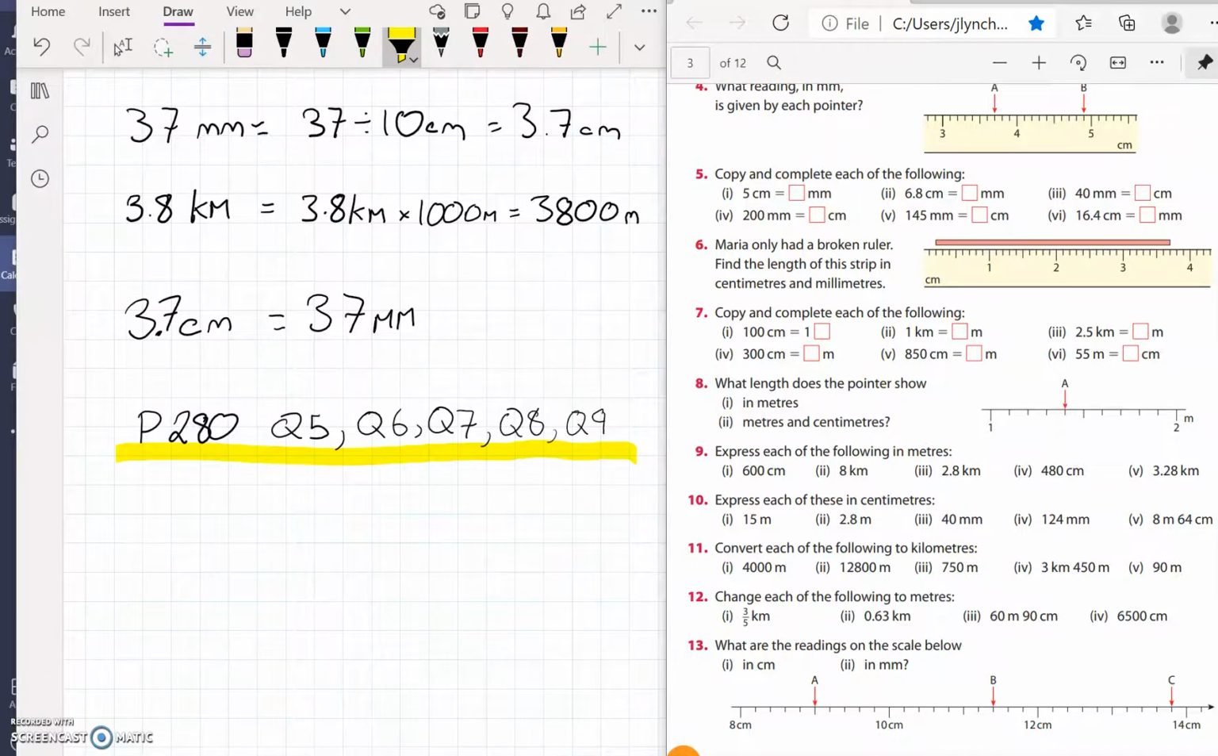8. What length does the pointer show in meters and centimeters? And then 9. Express the following in meters. Okay? So just make sure you put your decimal point in the right place.